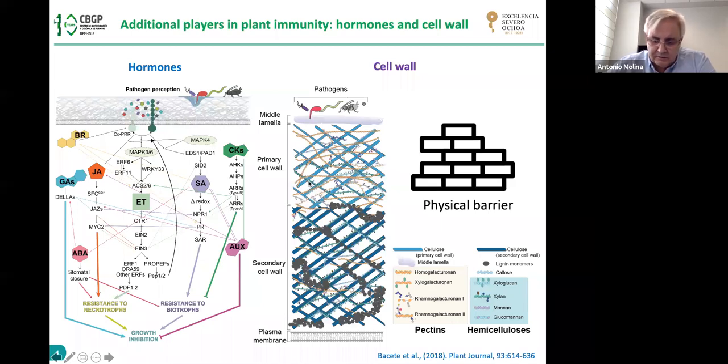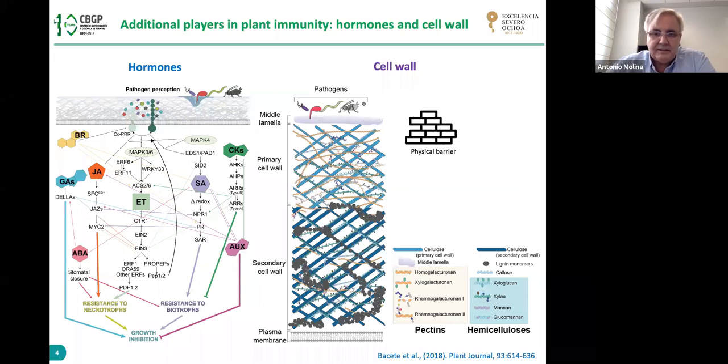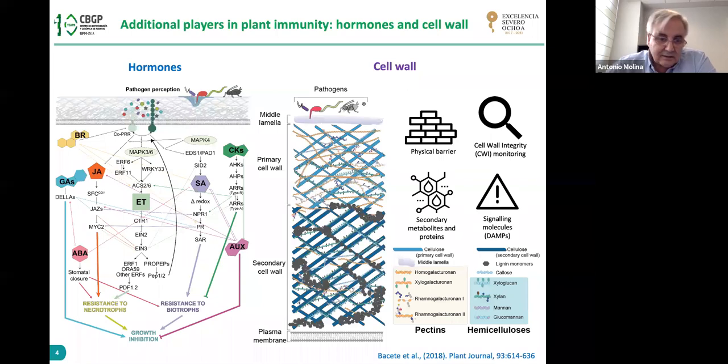And the contribution of the cell wall, clearly in the last years, has been shown to be not just as a physical barrier, but the cell wall also has a function as a cell wall integrity monitoring system, where an alteration of the cell wall integrity is sensed by the plant, and this results in the activation of some immune response. And also the cell wall is a source of secondary metabolites and proteins, and that is the subject of this seminar, a source of signaling molecules, and in particular DAMPs, and in this case, glycans.